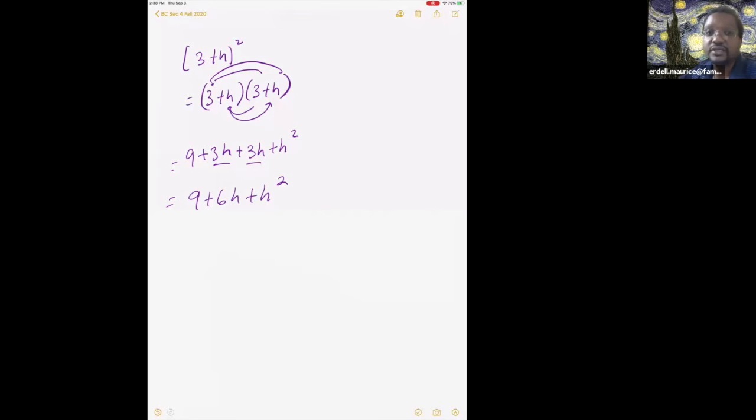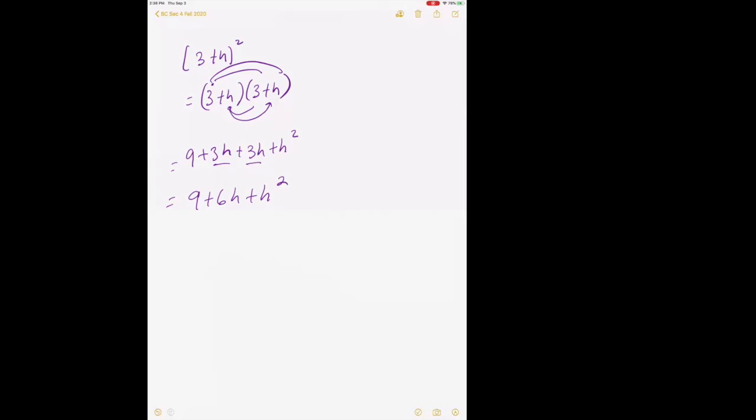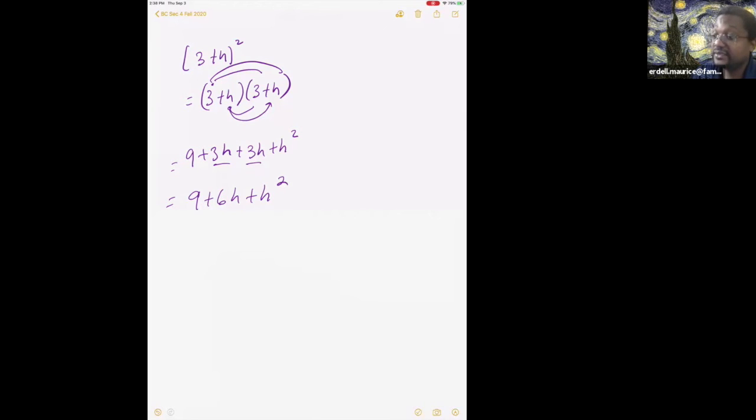What happened with the 2? Which two where? The 2 in front of the parentheses. Oh, it's still there. We're going to go back and put it in. Oh, all right. Anybody else? So if somebody remembers this for me, please: 9 plus 6h plus h squared.